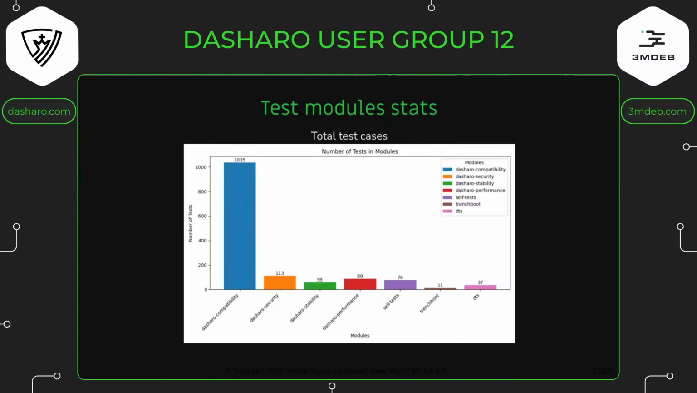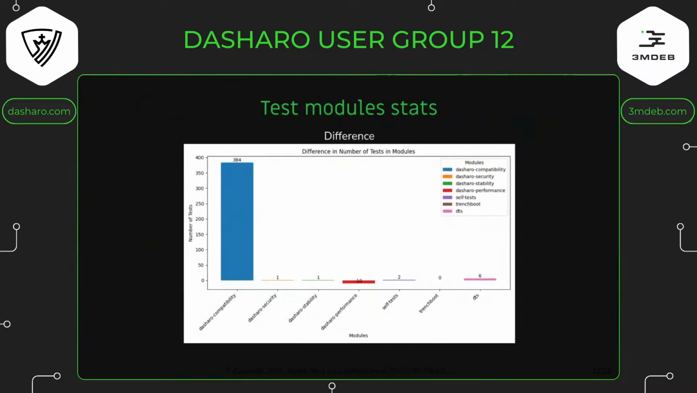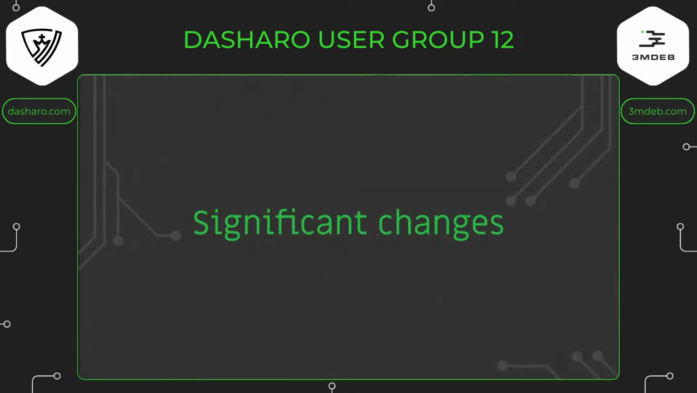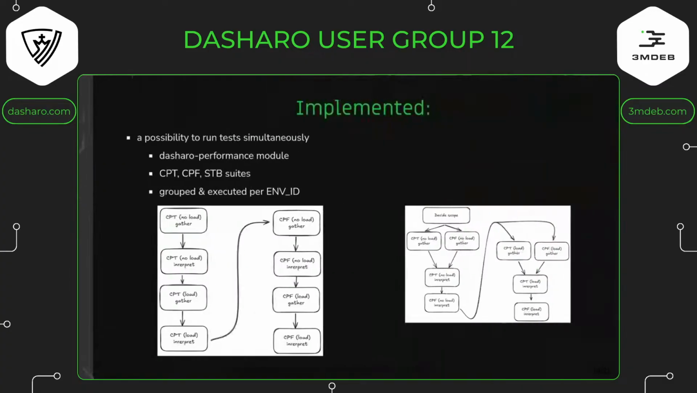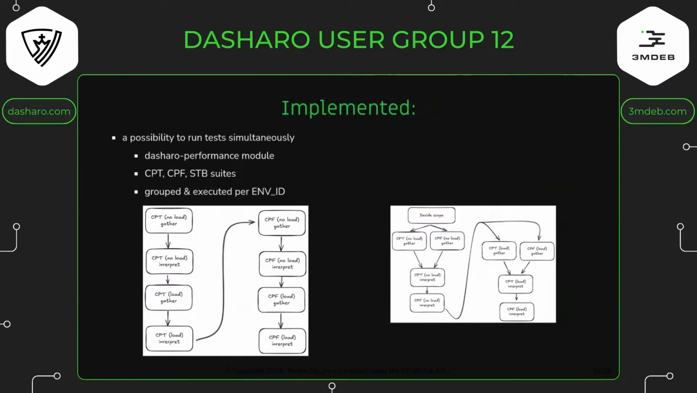Yes, Dasharo compatibility is the biggest one. Dasharo stability and performance are the most time consuming. Here's the difference, and we have a -10 in Dasharo performance. This is because of some redesign of our validation environment, which I will talk about later, and significant changes. It's already implemented, and it is possible to run tests simultaneously, and it affected the Dasharo performance module.